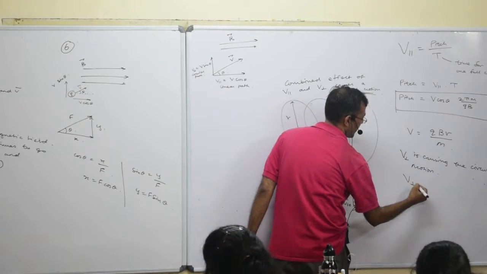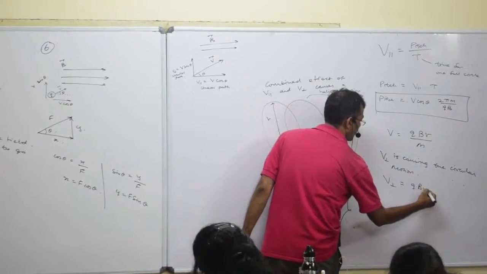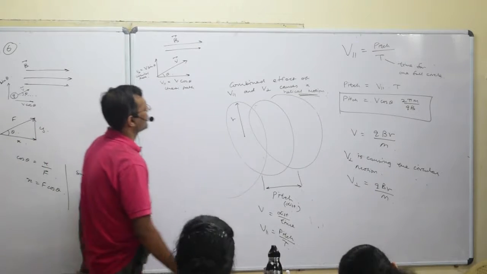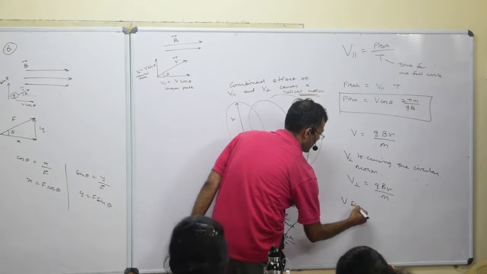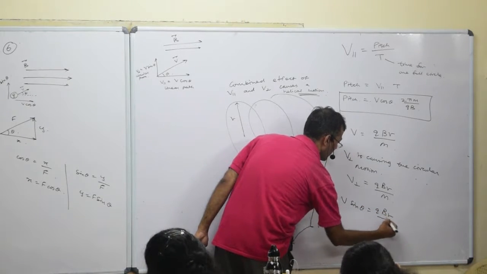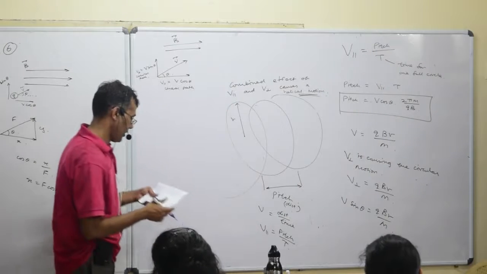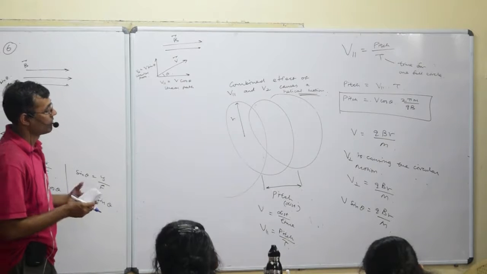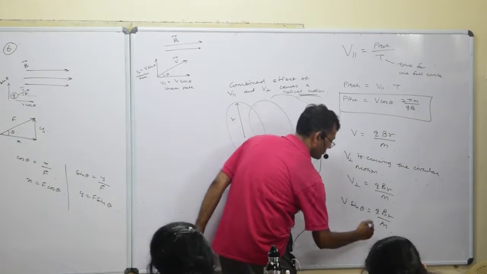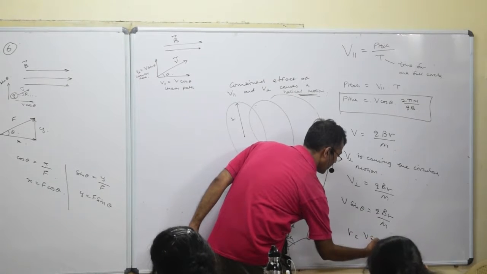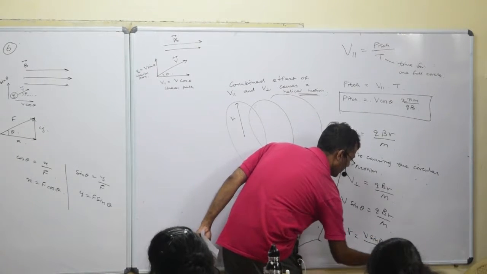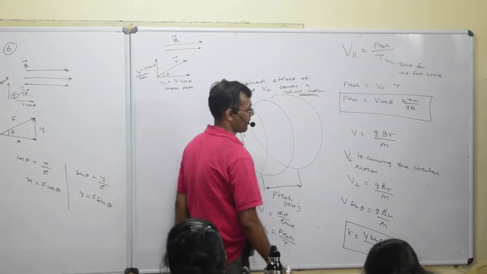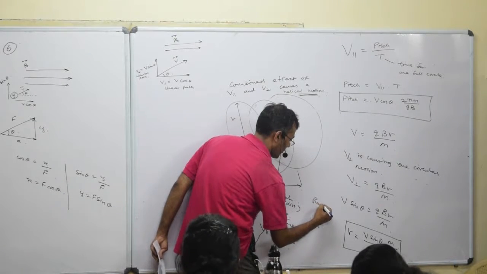So we say V perpendicular is equal to qBr by m. But V perpendicular is equal to V sin theta. So V sin theta is equal to qBR by m. If I want the radius, I can find the radius from this. So R is the radius of the helix. If I want R, I can say V sin theta times m divided by qB. So take it down as the radius of the helix.